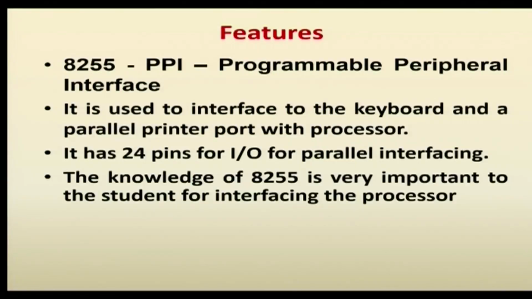8255 is a programmable peripheral interface. It is mainly used for parallel communication, and also for interfacing keyboards, display devices and any output devices like a printer. For interfacing, it has 24 port pins. These ports are grouped and named as port A, port B and port C, which are operated under two groups, group A and group B.